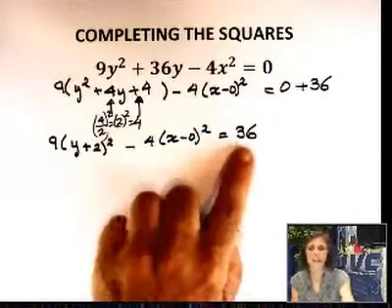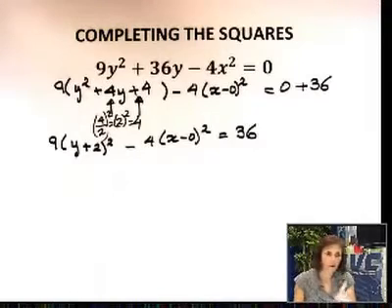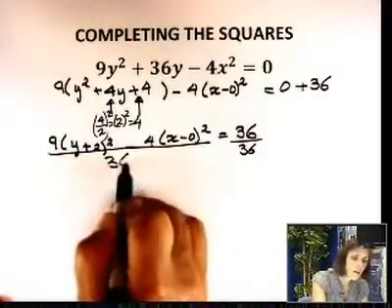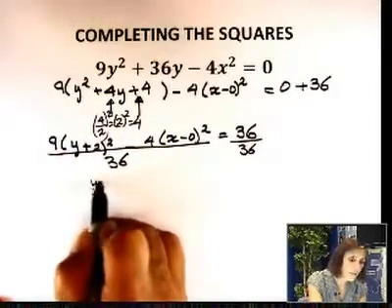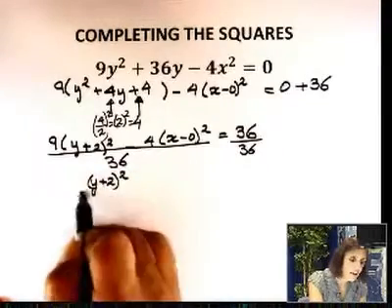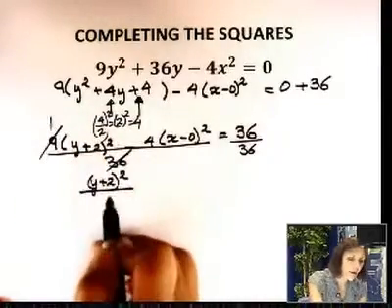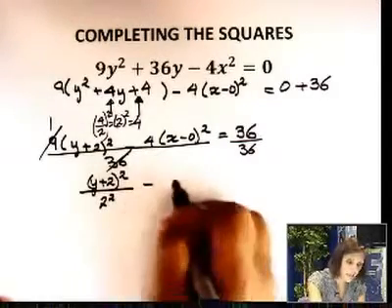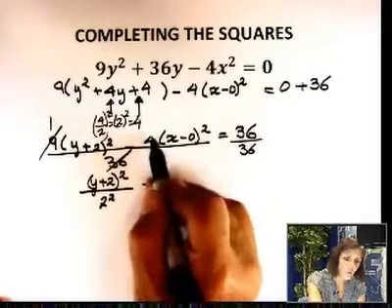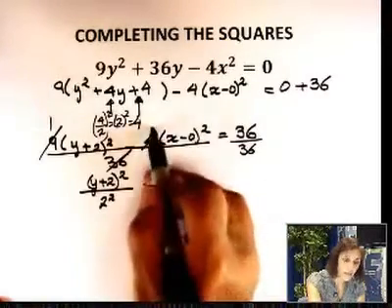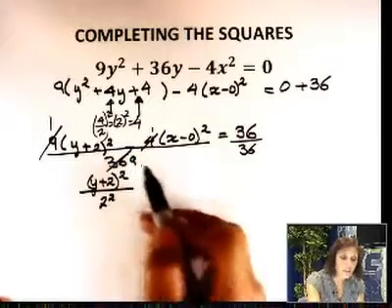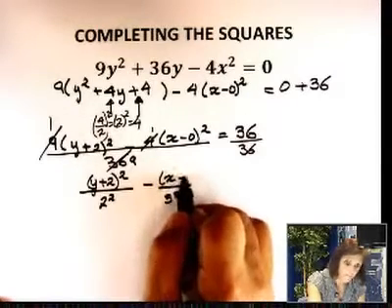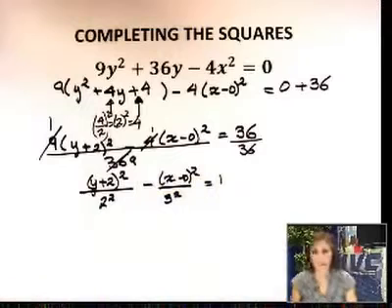Now, I don't want that 36 in there. What do I want? I want 1. Well, divide everything by 36 then. What are you going to get? You're going to get y plus 2 squared. 9 divided by 9 is 1. 36 divided by 9 is 4. This is actually 2 squared. Minus. Now, this one is 4. 4 divided by 4 is 1. 36 divided by 4 is 9. 9 is 3 squared. And you end up with 1 on the right.